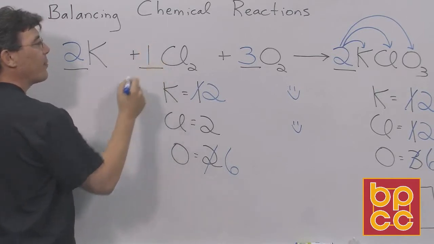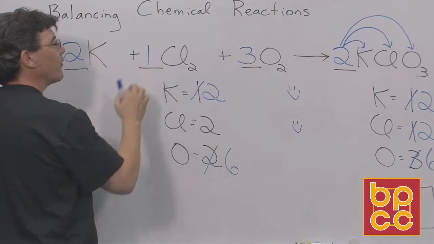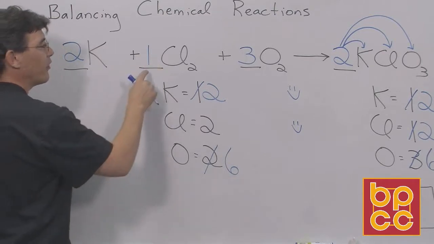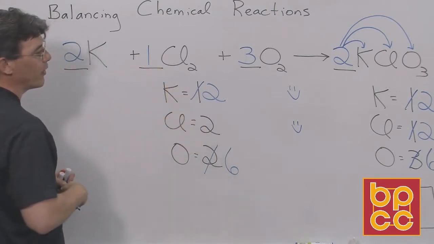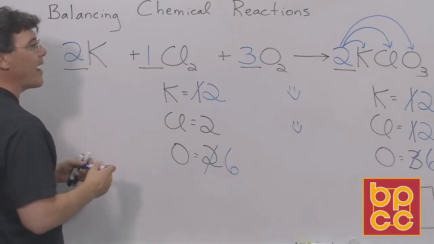And just for closure, let's go ahead and put a 1 here. A blank usually means a 1, but I recommend students fill in any blanks with a 1. This is just 1 times 2, which keeps 2 chlorines there. So now the reaction is balanced.